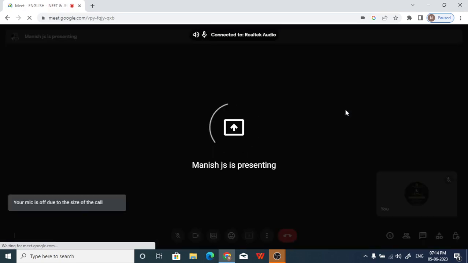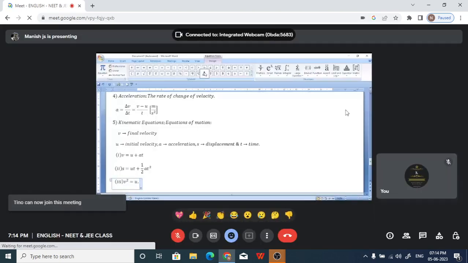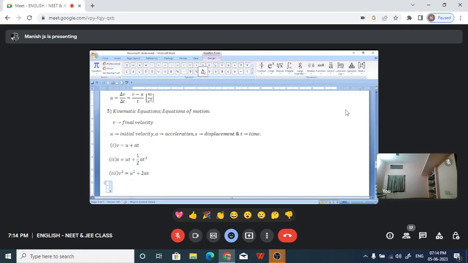v squared minus u squared equals 2as. V squared equals u squared plus 2as. I have this rearranged and written. So these are all the kinematic equations that you will have to remember. It's very important to note that the first two kinematic equations are time dependent, whereas the third kinematic equation is time independent, which means there is no time term in the third one.